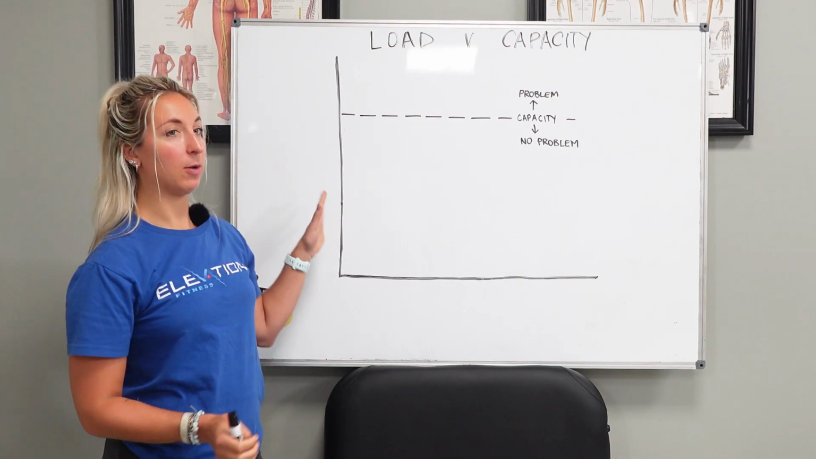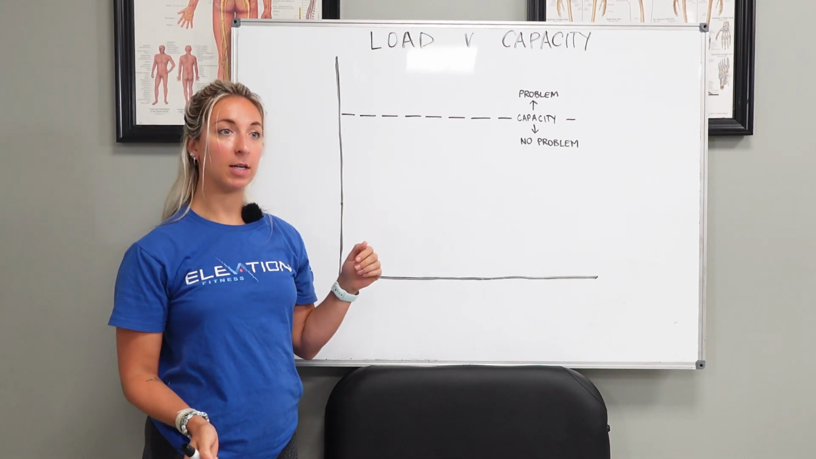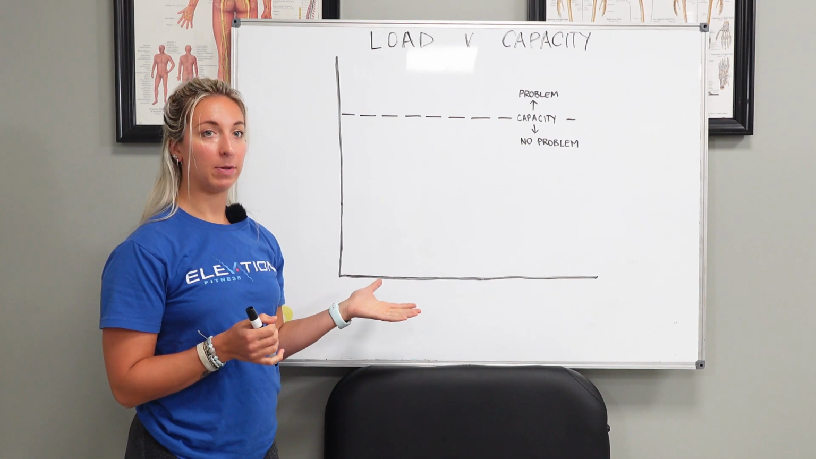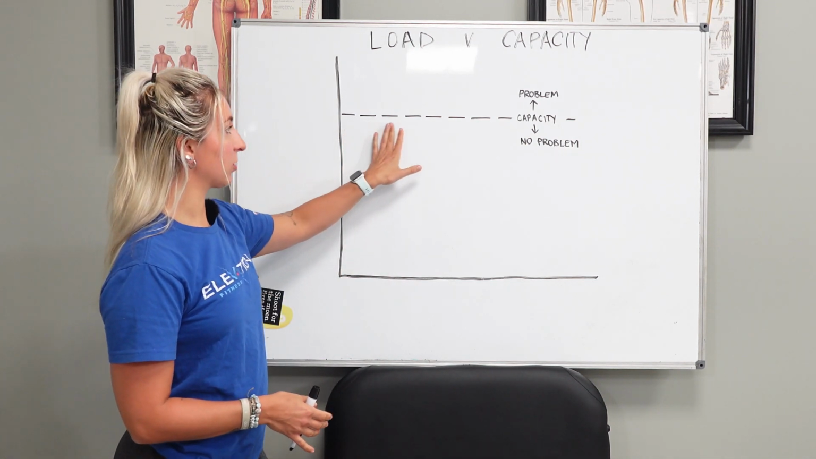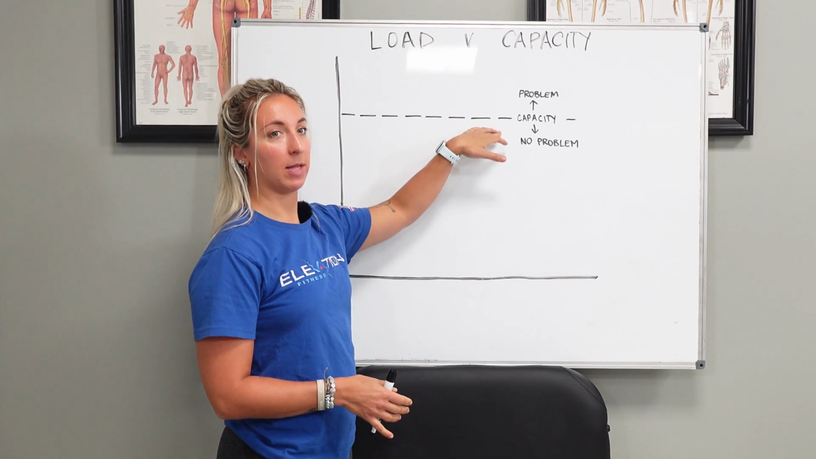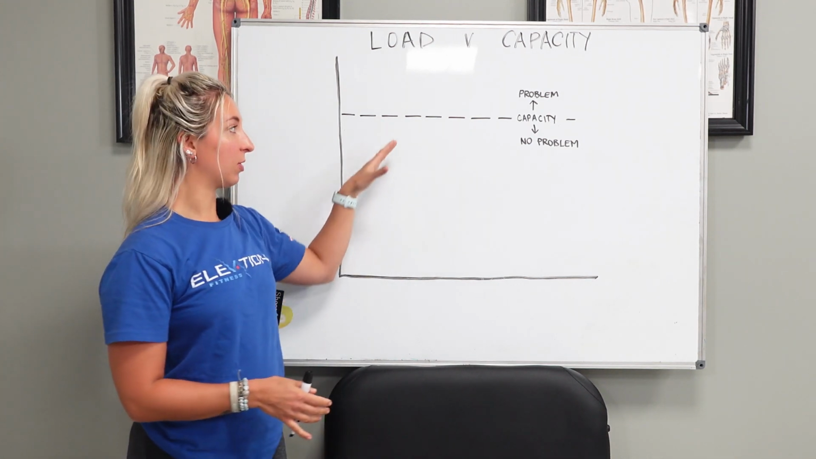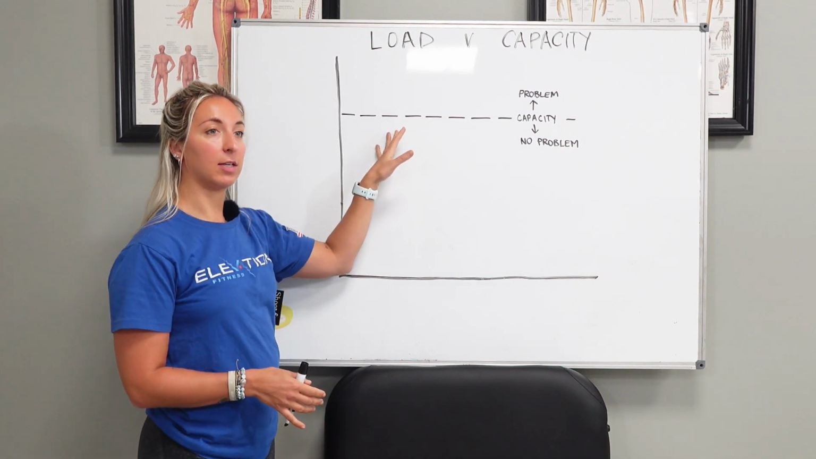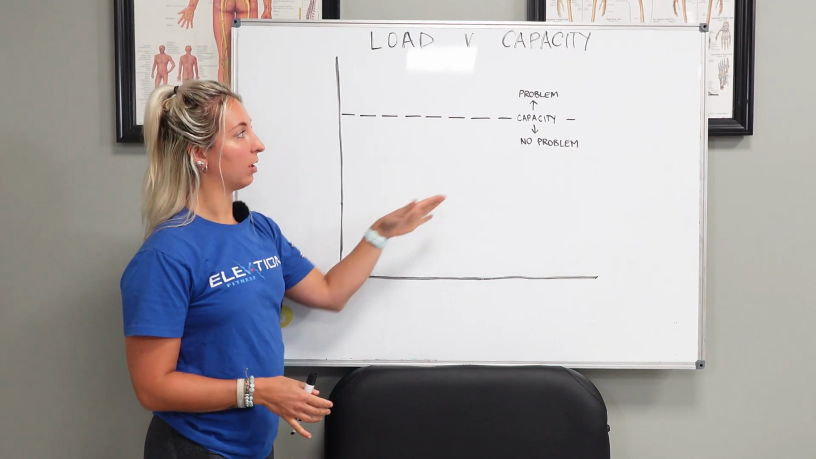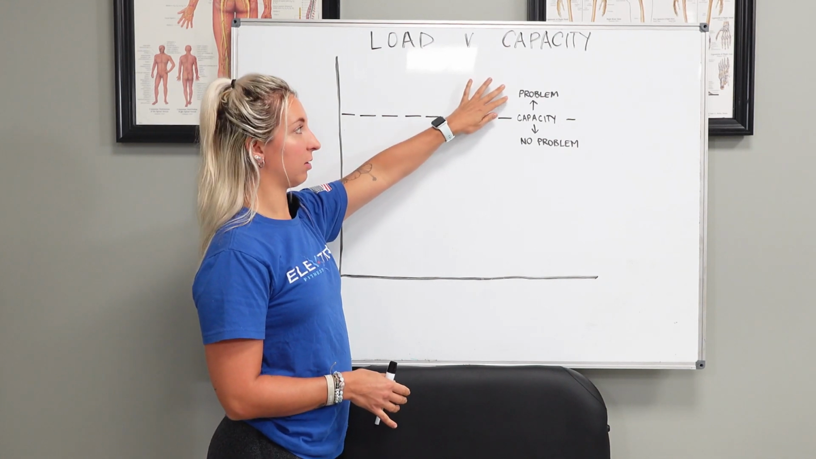Okay, so today we're going to be talking about load versus capacity, and why injury happens and the different factors that can cause injury. We're always going to start with the dotted line, which represents the capacity line. This line can move, but right now it's going to stay where it is. The capacity line is what your body can handle. If you go over the capacity line, then we have a problem.